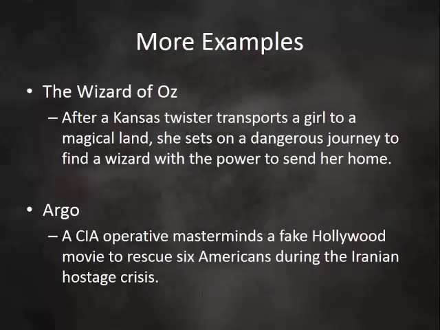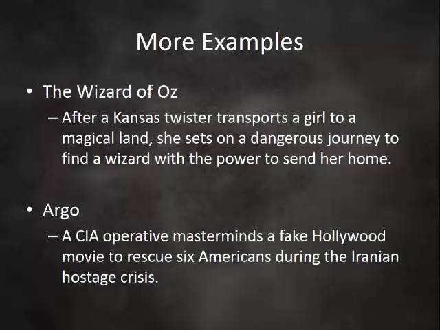Here's a couple of my own examples. The Wizard of Oz. After a Kansas twister transports a girl to a magical land, she sets on a dangerous journey to find a wizard with the power to send her home. With The Wizard of Oz, we have an event that starts the action. A twister lifts her house and deposits it in the heart of Munchkinland. There's some sense of the main character, a girl. We could amplify that a bit, make her a lonely girl or a rural girl. There's a sense of the outcome. She has to locate the Wizard of Oz. And there's a sense of the obstacles she'll face.